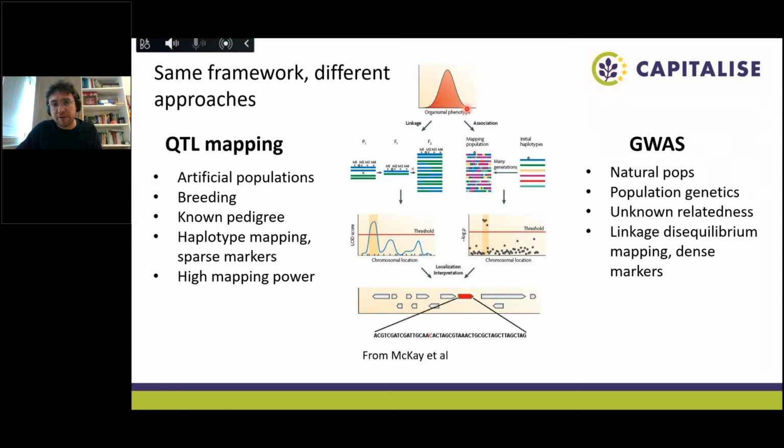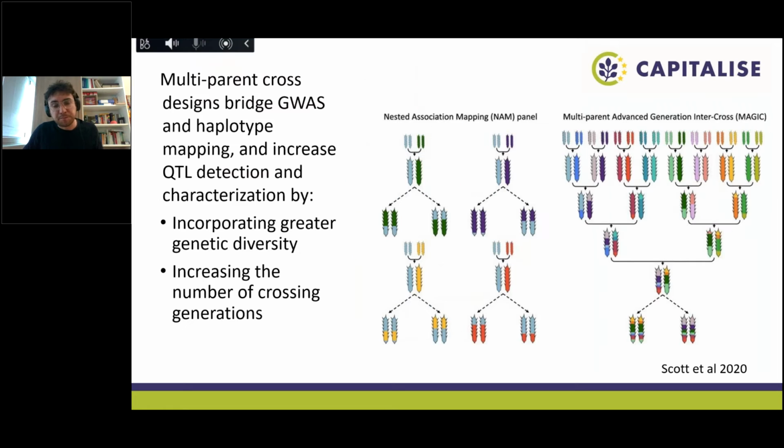But the whole idea, the same framework for different approaches, is that we start from a phenotype, we map some significance, we detect QTL with some significance, and we try to end up with the causative genes, which are then used to advance the breeding pipeline.